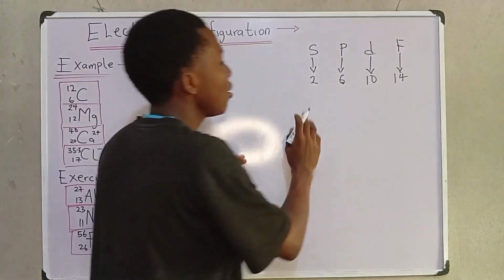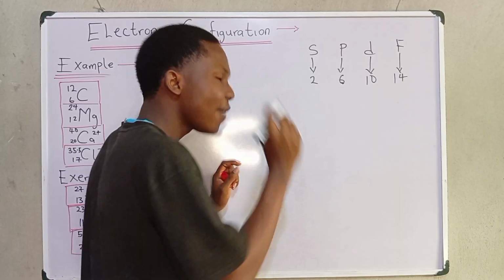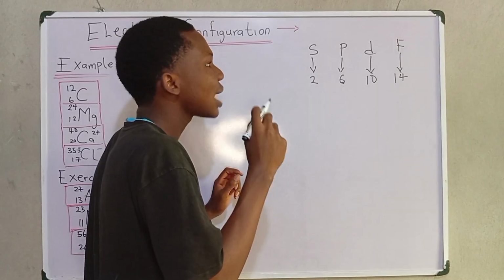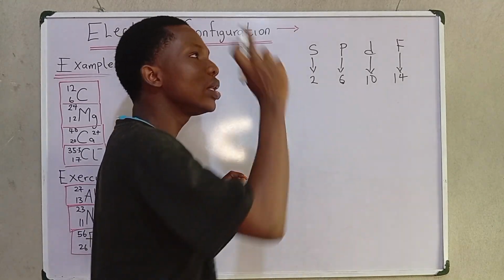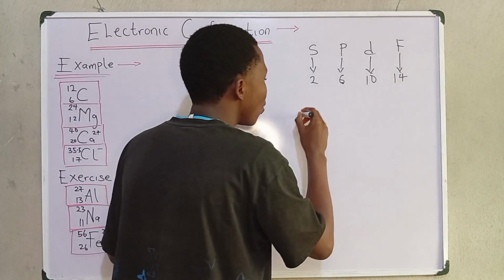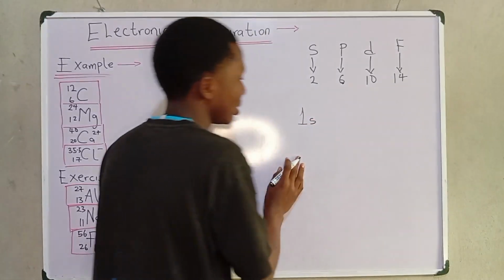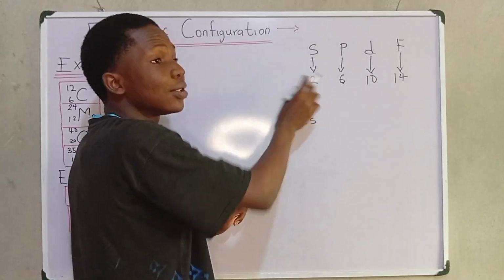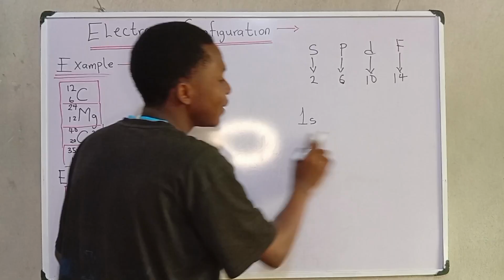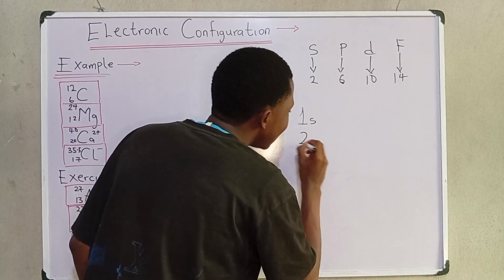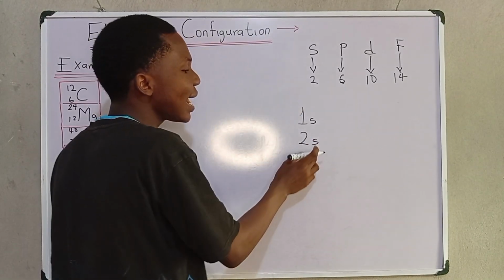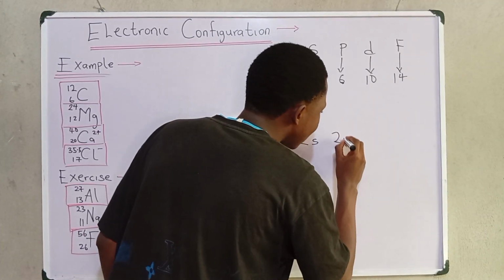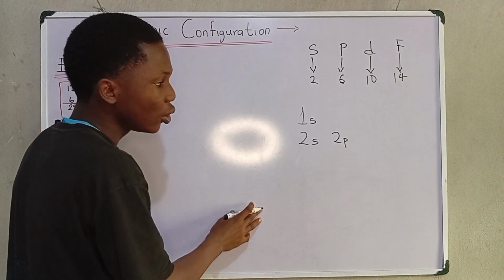Now, for every atom, the first energy level has how many orbitals? Only one orbital, which is S. So now we have 1s. And this 1s, because it's only S, we know that it's only 2 electrons, right? Now, this is the first energy level. The second energy level has S orbital and P orbital. Okay, are we following?